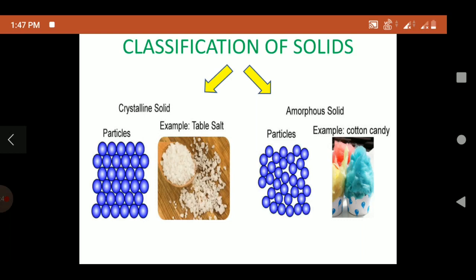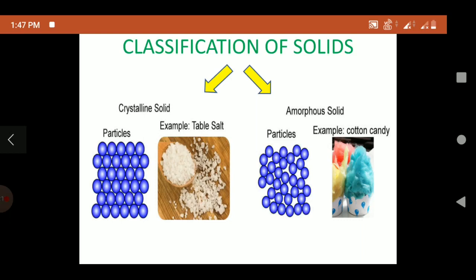While amorphous solids don't show such a regular pattern of arrangement. Instead, they show an irregular pattern of arrangement of atoms or molecules or ions in the three-dimensional view. And even if it has a definite order, it will only extend for a short distance. So it has short range order.